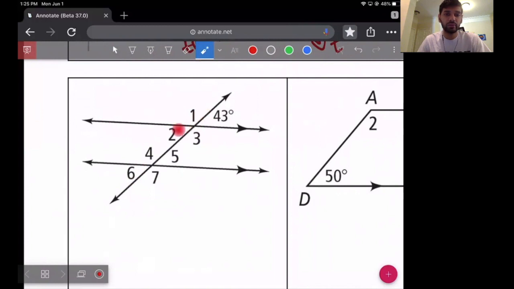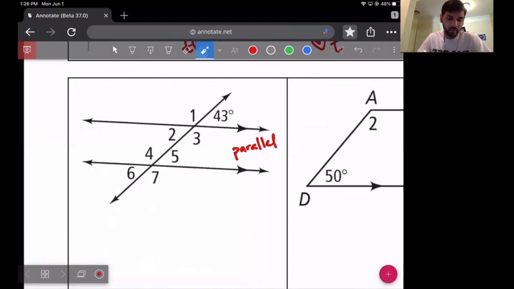And now let's talk about a situation when you have a transversal going through parallel lines. See these two markers right here? Those little extra arrows in there mean that these two lines are parallel. Now there's special things that happen when you have parallel lines and a transversal. When you have parallel lines, your angles that are right next to each other are always going to be supplementary to each other, meaning they're both going to add up to 180 degrees.